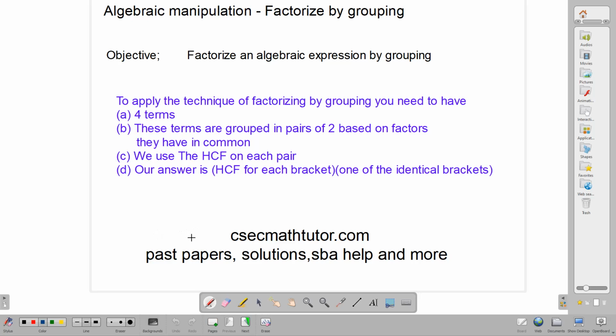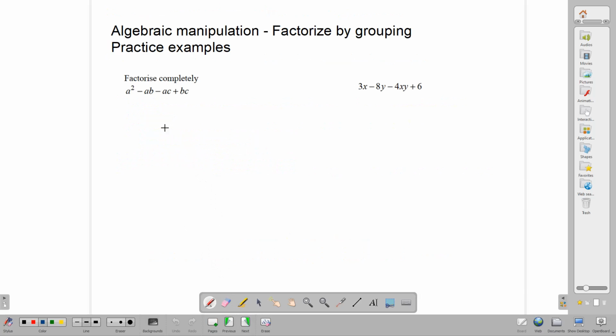This is easier said by showing you an actual example of how it works. So let's go right into how it works. Here's a question that says we are to factorize completely the expression a squared minus ab minus ac plus bc. This one is nice and organized already, so we'll just put them in groups as they are.